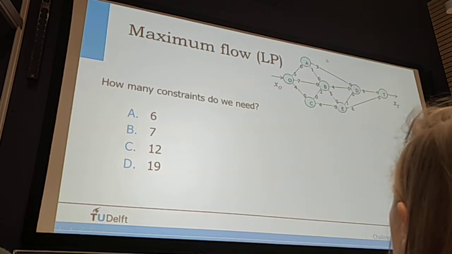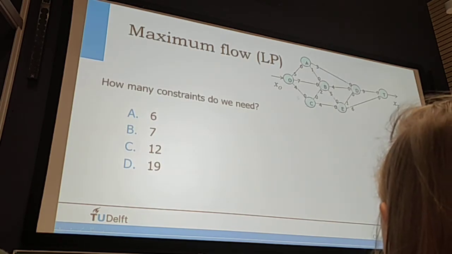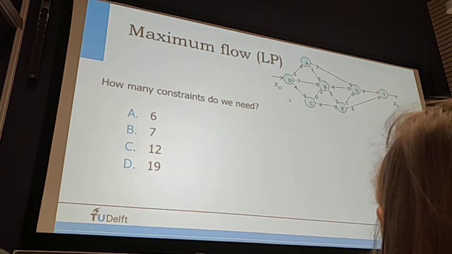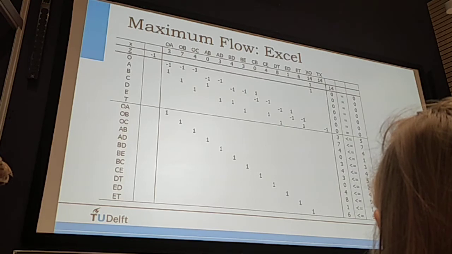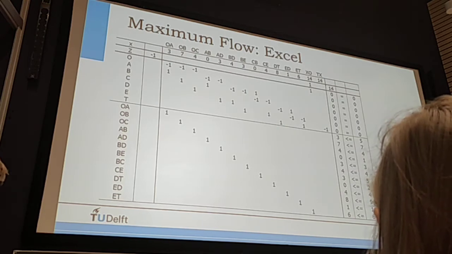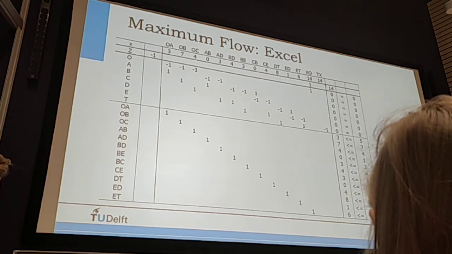Of course, we still have only the flow through the links as variables, so we still have just 12 variables, nothing has changed there. So we have 12 variables and 19 constraints. If we wanted to solve this in Excel, what would that look like?